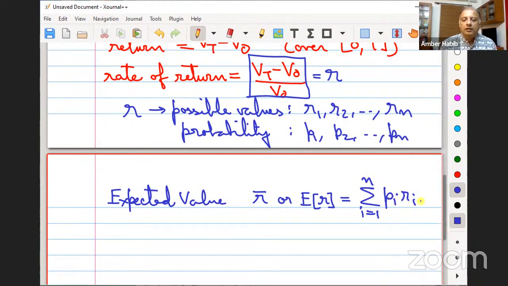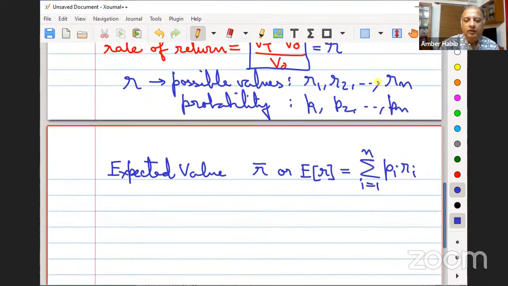So this is called the expectation, this kind of weighted average of the various possible rates of return. So this represents what you expect to happen in a normal sort of situation.